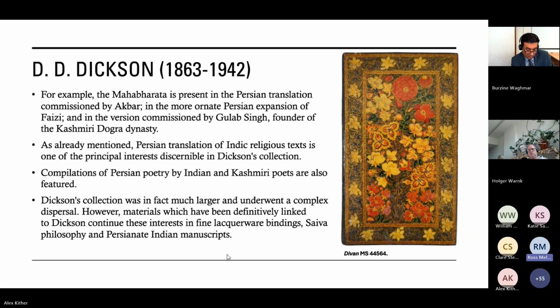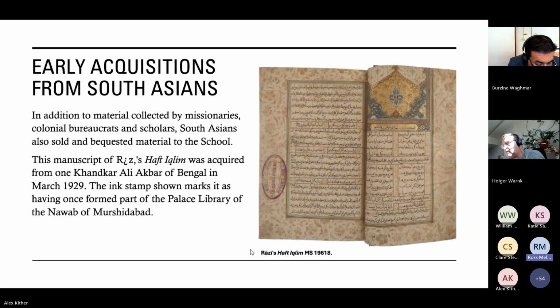So as I already mentioned, these Persian translations of Indic religious texts seem to be one of the absolutely key interests of Dixon, which informed his collecting practices, as well as picking up various compilations of Persian poetry by Indian and Kashmiri poets. The Dixon collection, as we have it here, is somewhat truncated. There seems to have been a much larger collection which was divided in a very complex process, and where we've been able to track these manuscripts and miniature paintings, so-called, to other institutions, they evince many of the same interests and themes that the material we hold at SOAS has as well.